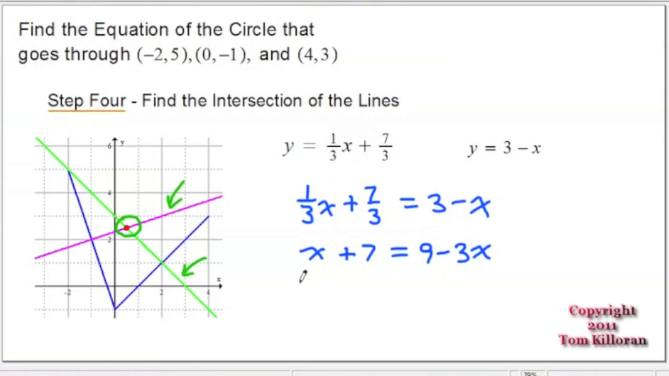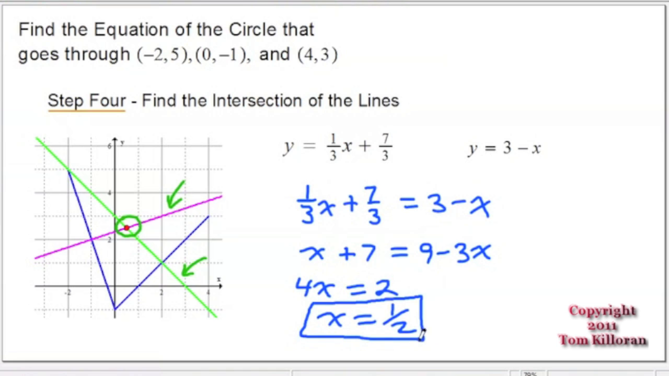So add 3x across, subtract 7, and then finally divide both sides by 4, and we get x equals a half. So the x-coordinate of the midpoint, or the x-coordinate of the center of the circle, is a half.